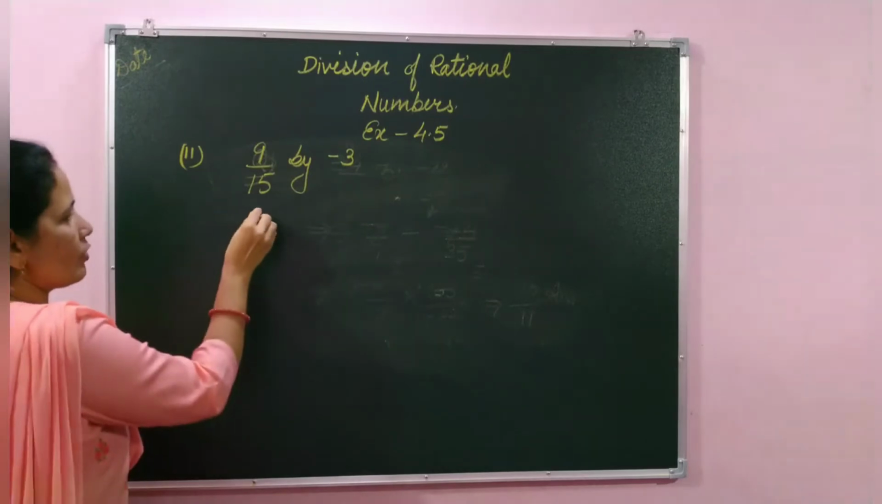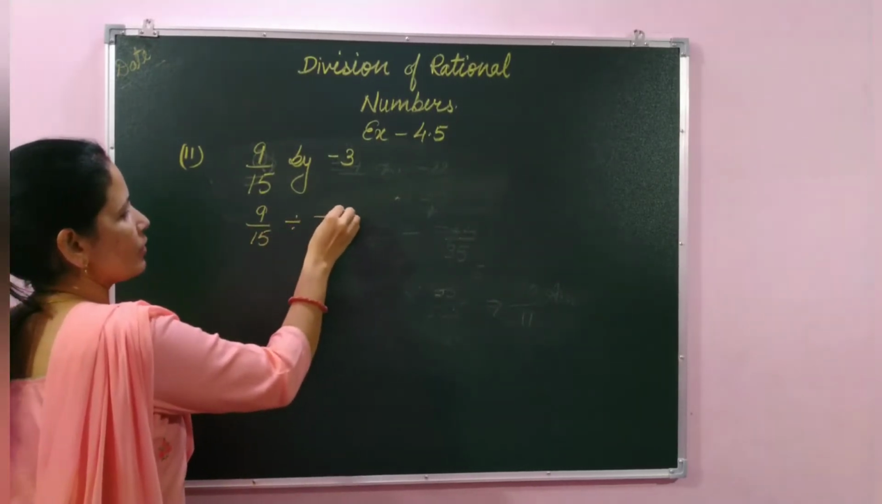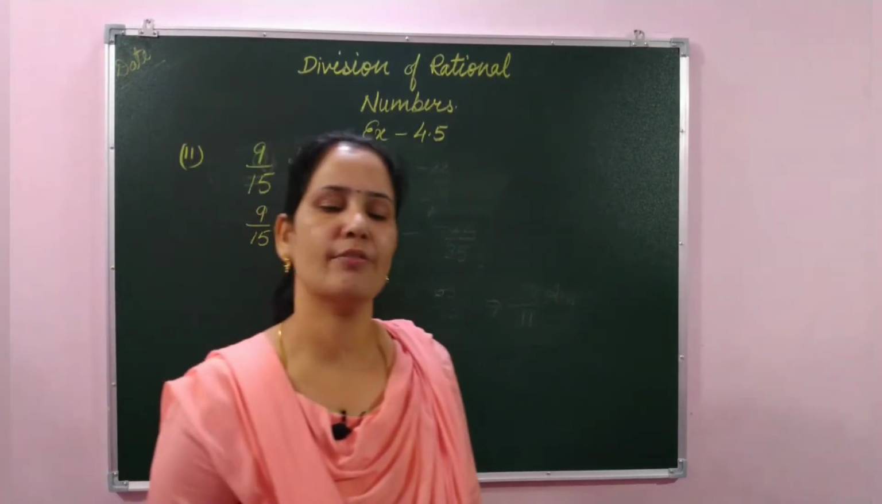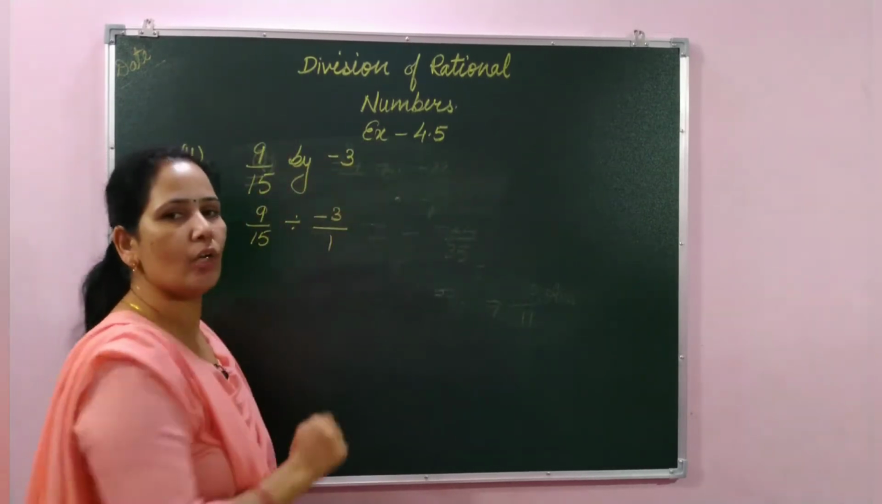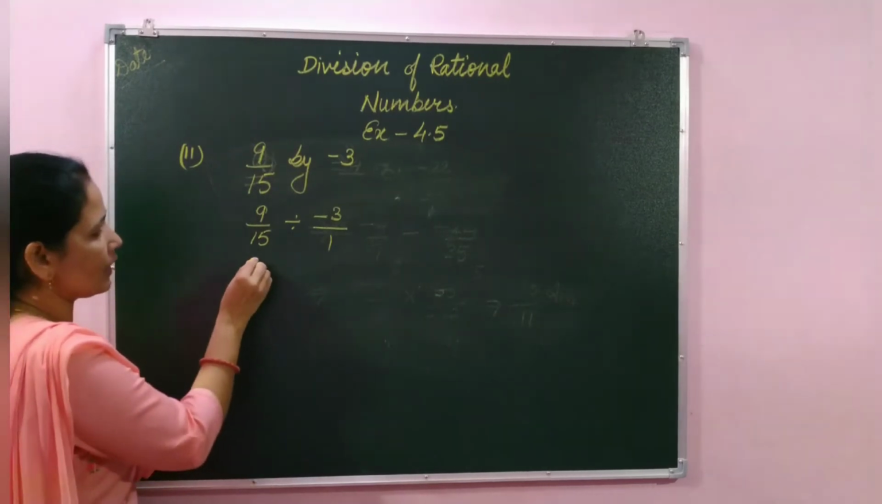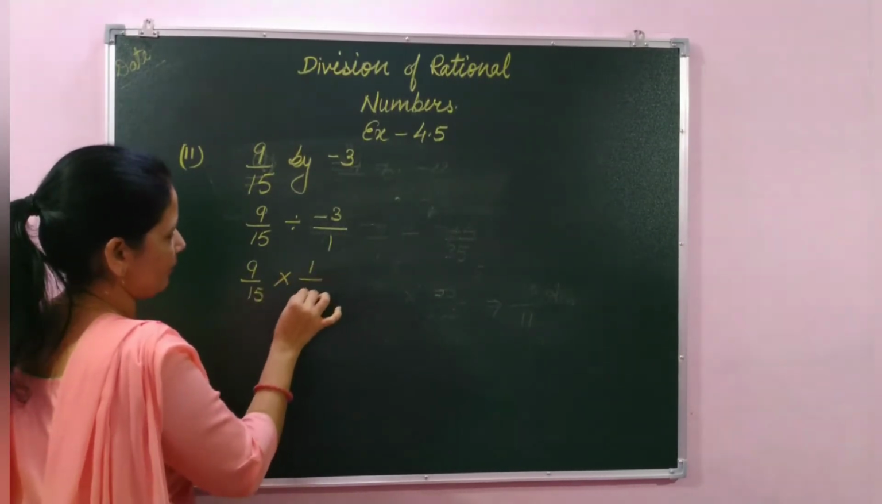Okay. So first of all we write 9 by 15 divided by minus 3. Then whenever the denominator is not given, students, we assume it is 1. So here minus 3 is given alone, so we assume its denominator is 1. Now the divide sign converts into multiply, then it will be 1 by minus 3.